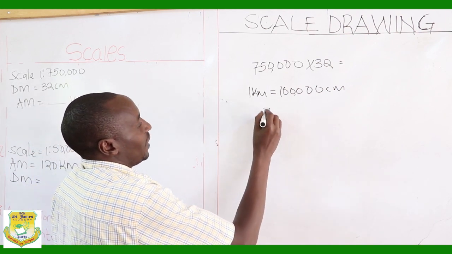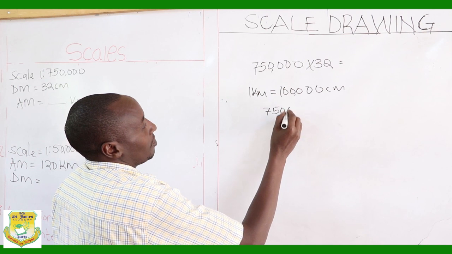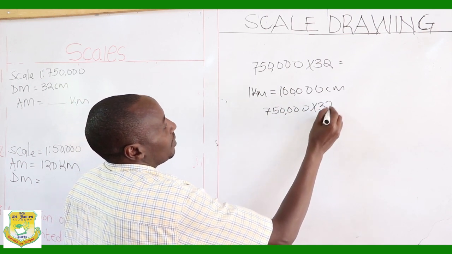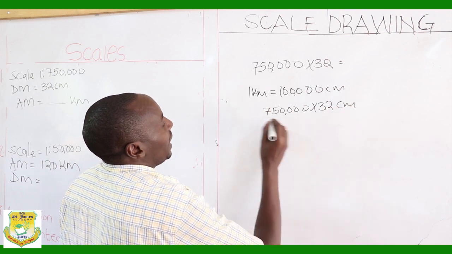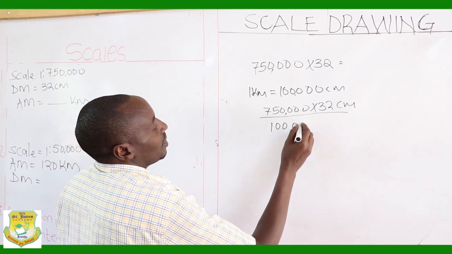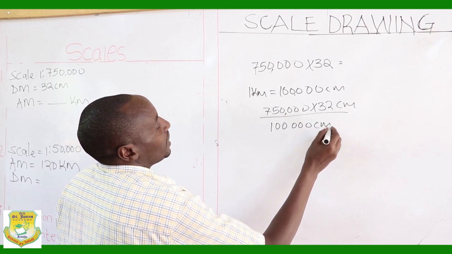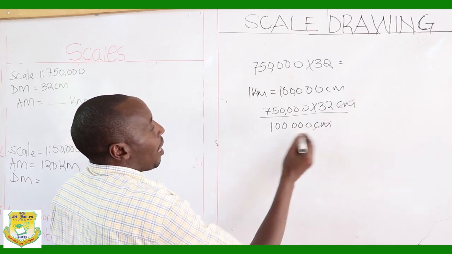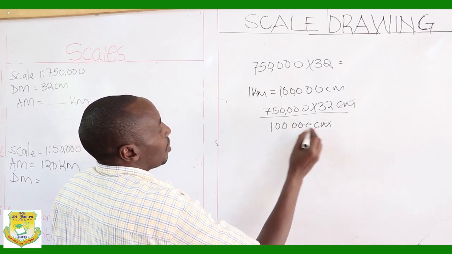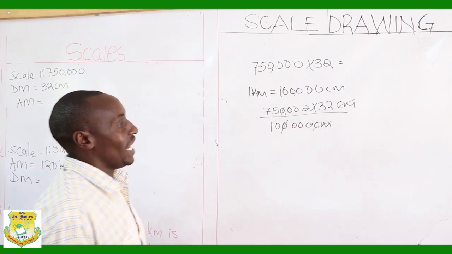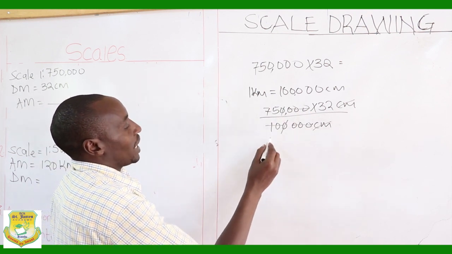So we take 750,000 and multiply by 32 centimeters. This will be in centimeters. Then we divide it by 100,000 centimeters. So we simplify there. We simplify 3, 3, 1, 1. So from there, by 5 we can get 2.